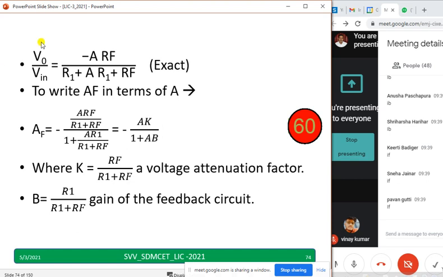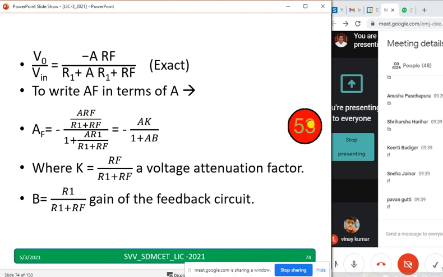Now the same equation I have taken to write AF in terms of A. What we are doing? Numerator and denominator we are dividing by R1 plus RF. And A RF by R1 plus RF is nothing but K. A into K divided by 1 plus AB, where B is nothing but R1 by R1 plus RF. So just take a minute or a few seconds to copy down.